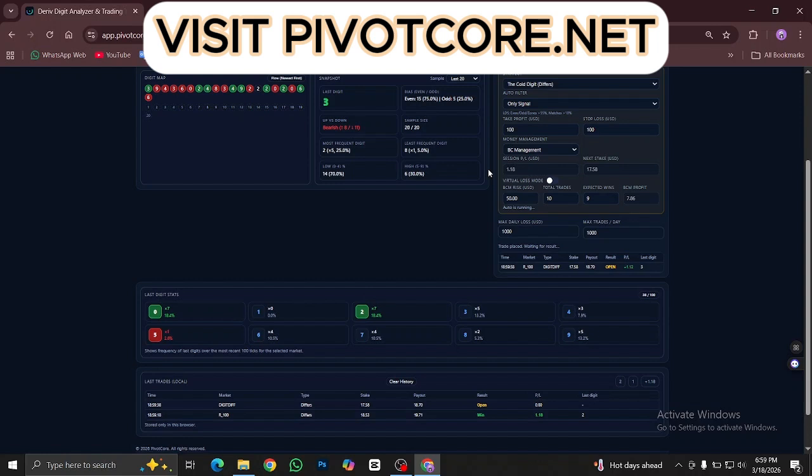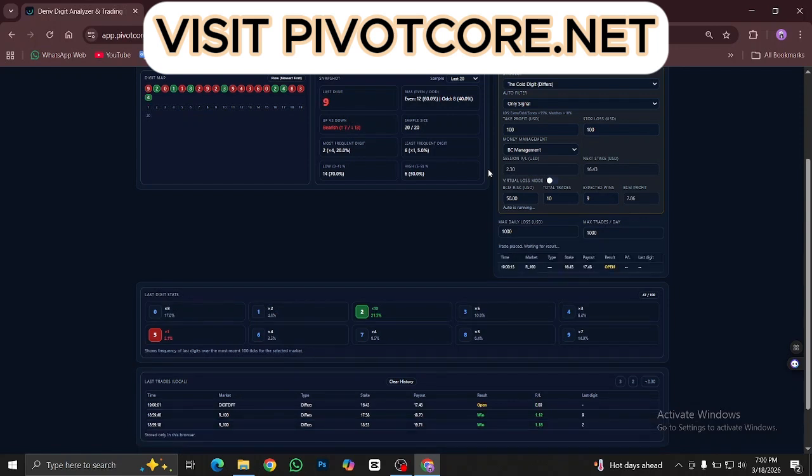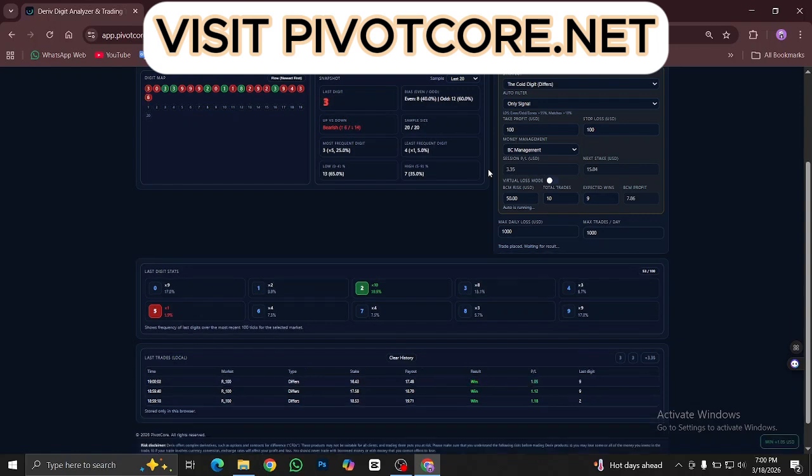Before we hit run, let's talk about why we're using Pivotcore instead of trading manually. The Deriv markets move in milliseconds, especially when you're running a fast-paced differs strategy. Human reaction time simply cannot compete. Pivotcore bridges that gap perfectly. It gives you a clean, intuitive interface to build and execute your automated strategies without needing to be a coding genius. You just plug in your parameters, set your risk limits, and let the algorithm execute. No emotions, no hesitation, just pure, calculated trading.